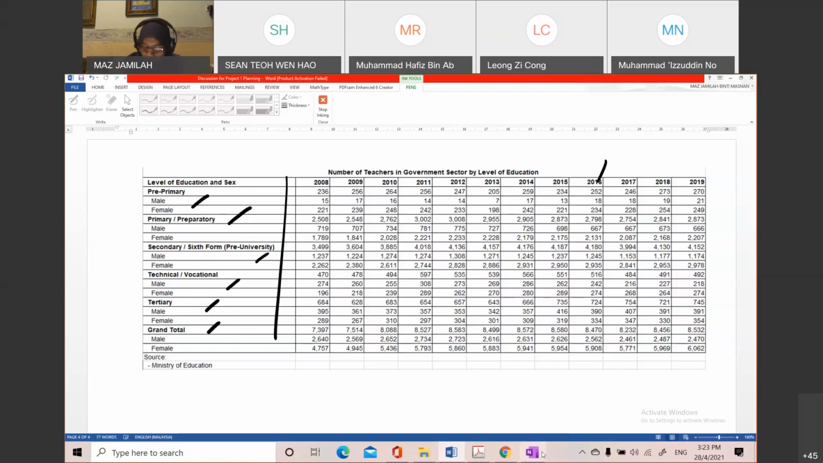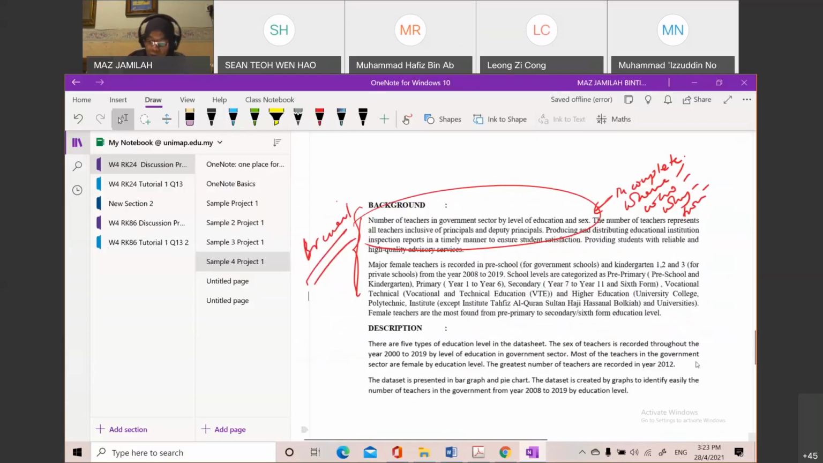So please make sure that, based on your data, you include the information so that your background has some soul of the problem that you are talking about. Don't just simply talk about the things that you have in your data set without relating them to what actually happened in the country. You can go back to the comments that I gave in samples 1, 2 and 3 just now.